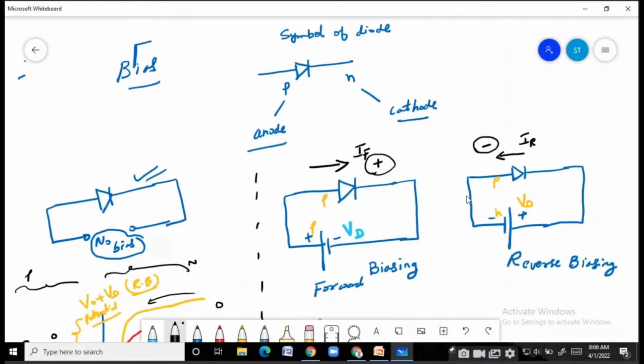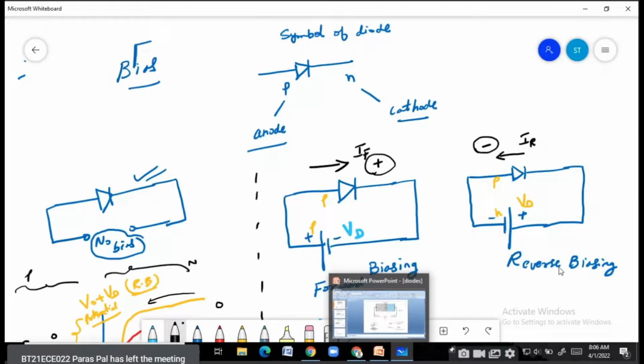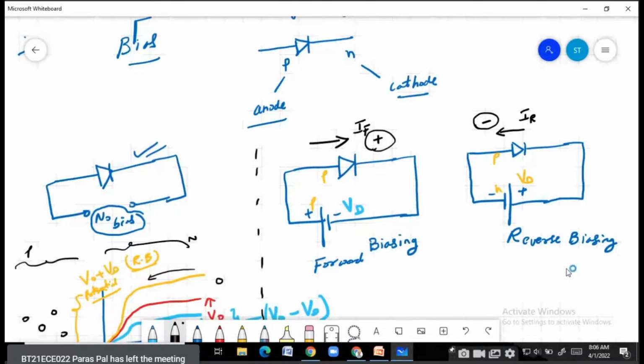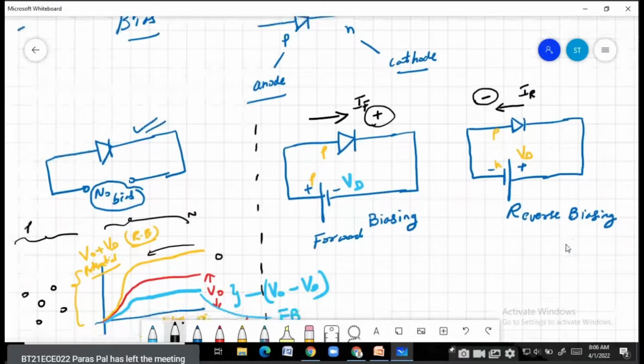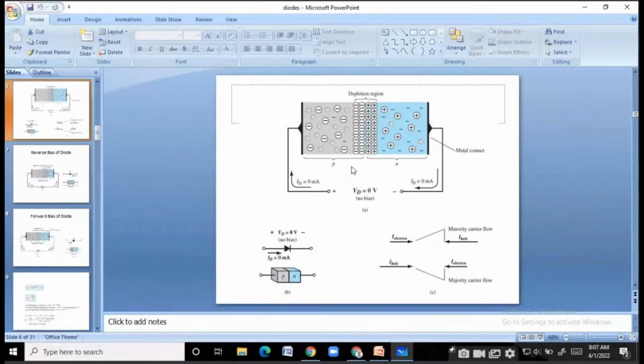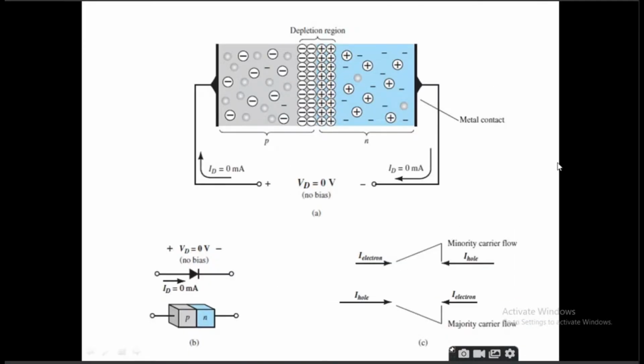You have seen in the last class the structure of a diode. We saw how a diode looks under no bias condition.